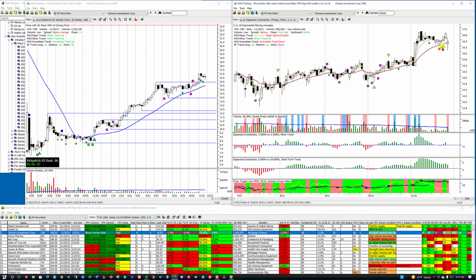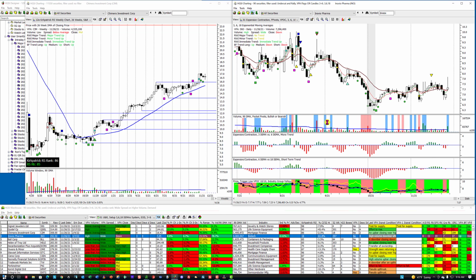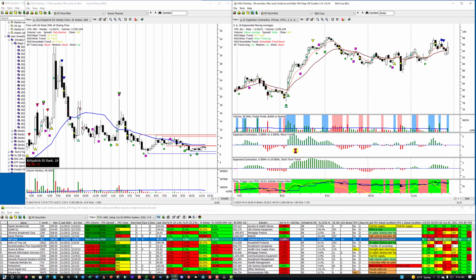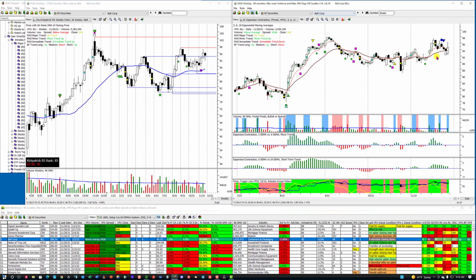Here's one that's setting up nicely. 3 VPA flags, low volume test confirmation. This confirms return of strength. Pullback on the sharp pullback yesterday, but you can see buyers stepped into it. Let's look at one more here. Now, pharmacy. See if I can find one that looks a little better. Okay, Ball Corporation, above the 18. The 3 has not crossed over yet, but it's setting up. These are setups.